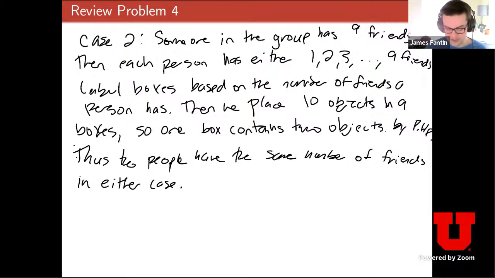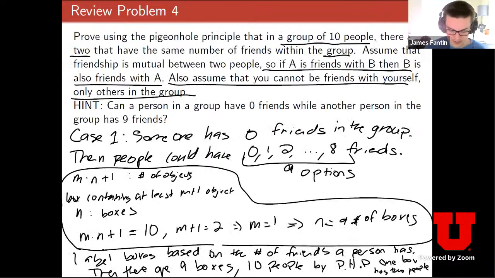So this one is a little bit tricky. It's a little bit different than maybe some of the ones that we've seen. The trick to this problem was really figuring out this kind of hint. And then it's just a standard application of the Pigeonhole principle.